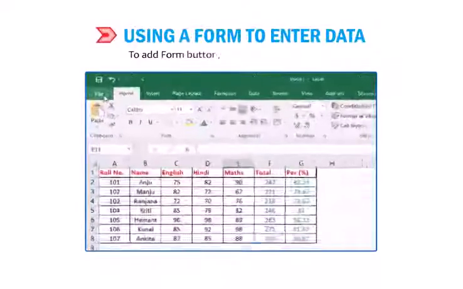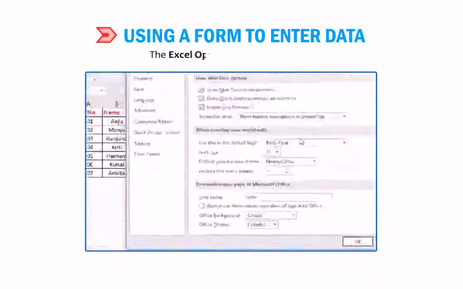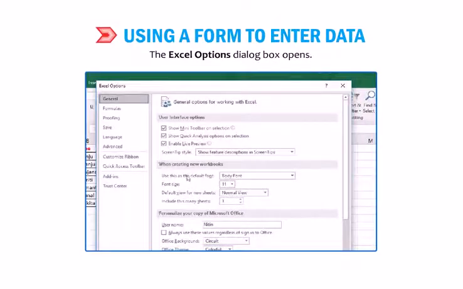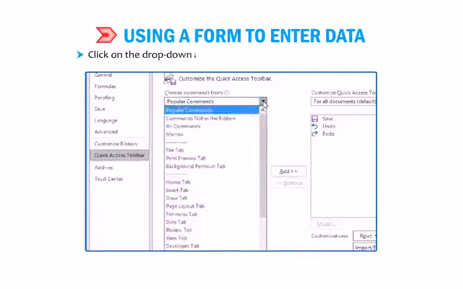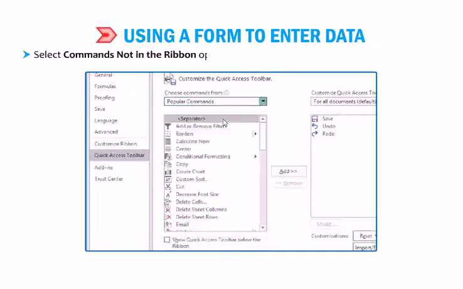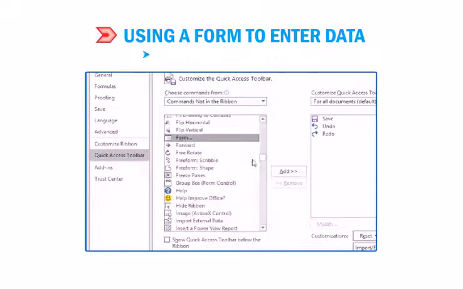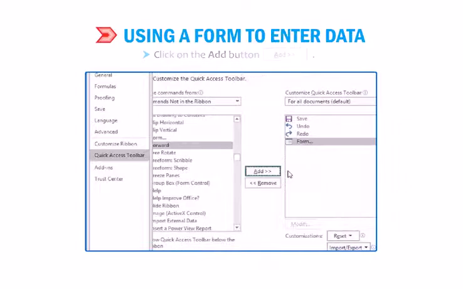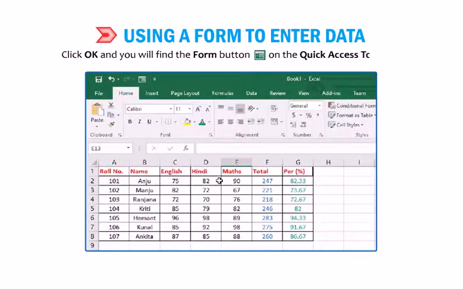To add Form button, select the file, then go to Options. The Excel Options dialog box opens. Select the Quick Access Toolbar option in the left pane. Click on the drop-down arrow of Choose Commands from list box. Select Commands Not in the Ribbon option from the drop-down list and choose the form. Click on the Add button. Click OK and you will find the Form button on the Quick Access toolbar.